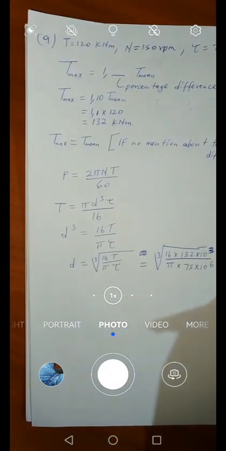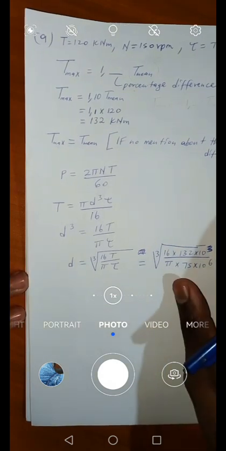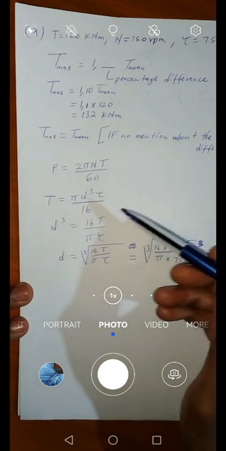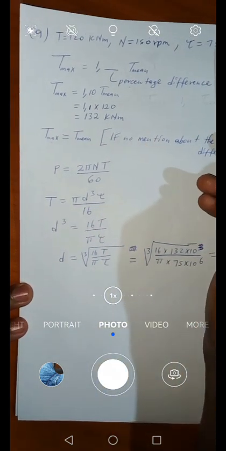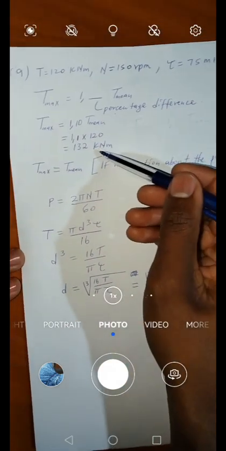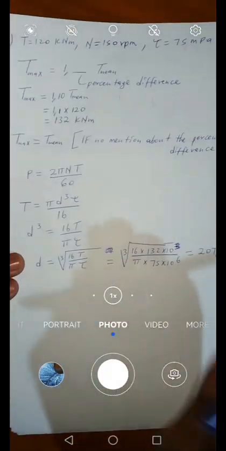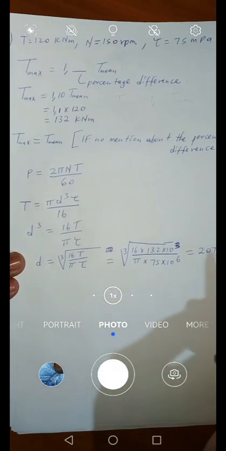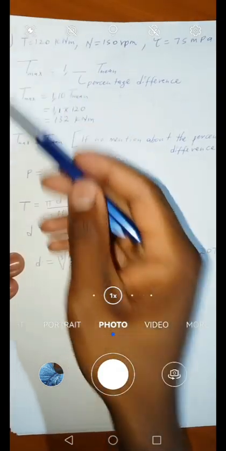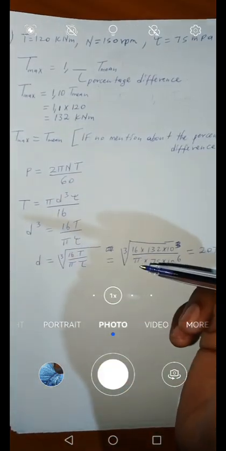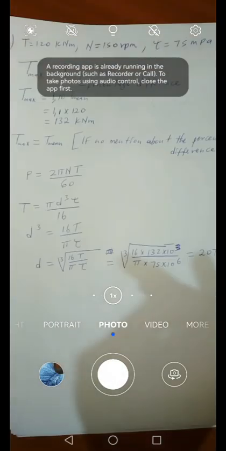So in order to have the shear stress of 75 when you apply a torque of 132, you will need this diameter of 207.73. So if you use the shaft diameter of this size and then you apply this torque, the shear stress that will develop in that material will be 75. Right.